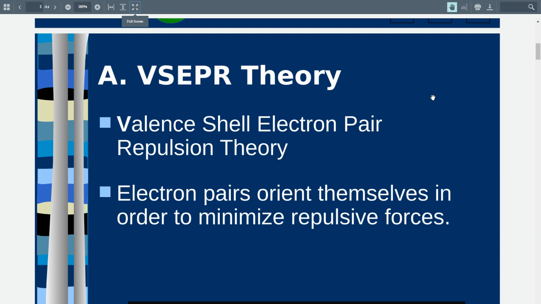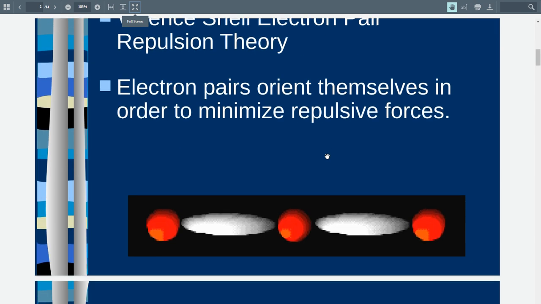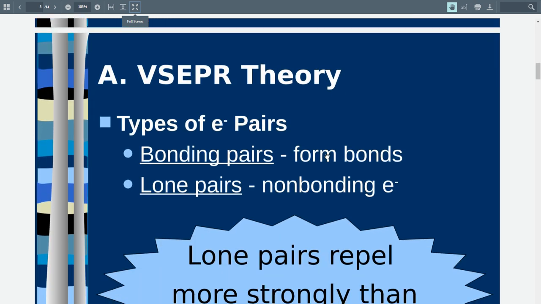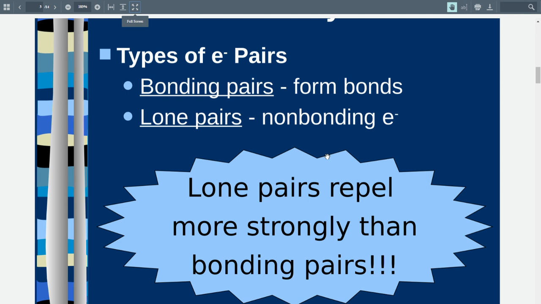Okay. So they're going to kind of orient themselves in a way that minimizes how much they repel each other. Okay. So there's two types of pairs here. There's bonding pairs and lone pairs. Okay. Bonding pairs and lone pairs.